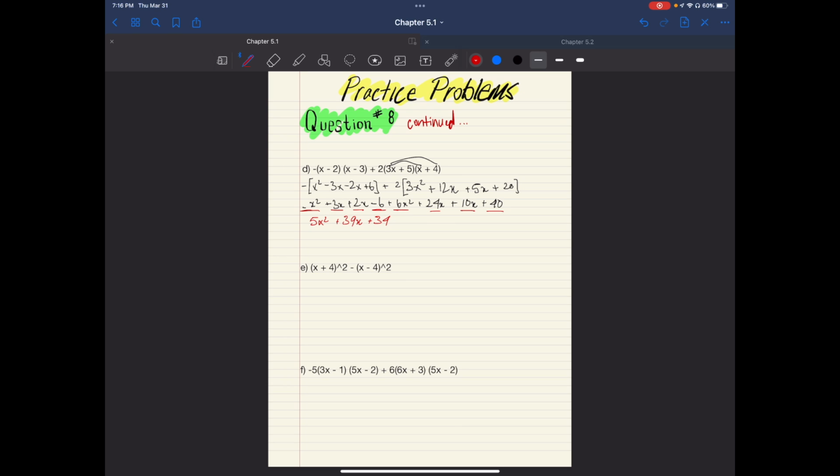Oh, okay, now the next one. Here, these are exponent 2. So it's the same as writing it out like this: x plus 4 squared minus x minus 4 squared. Okay? So we know x plus 4 squared is going to give us x squared plus 8x plus 16.